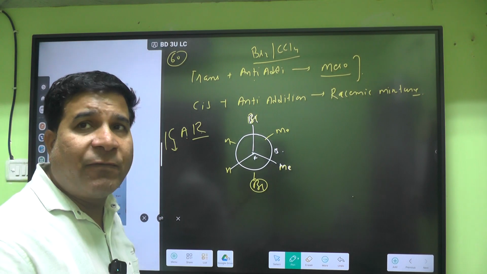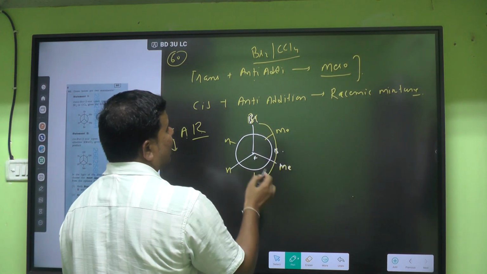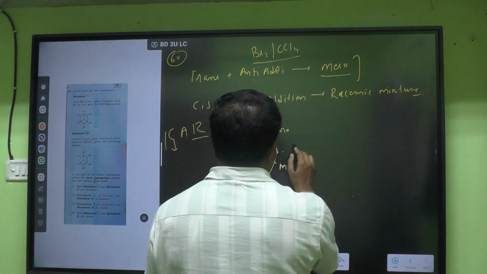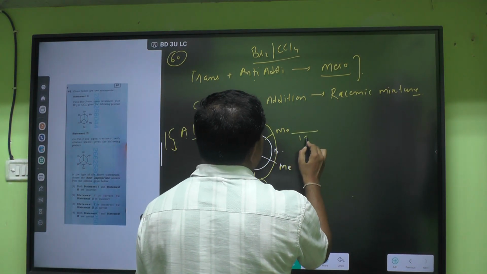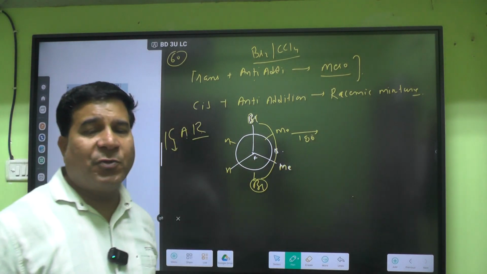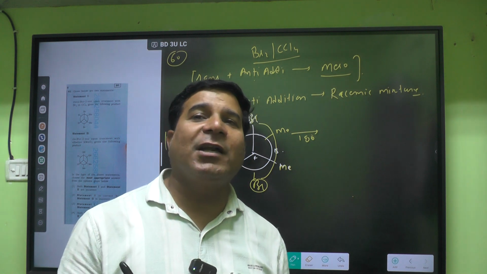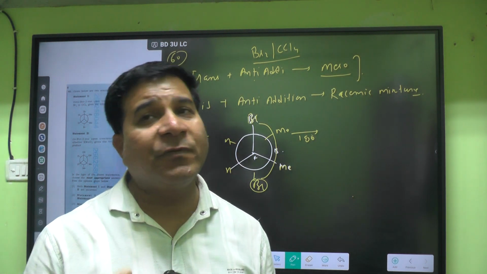To convert to the eclipsed form, Br should be behind Br and methyl behind methyl, so rotate the backside carbon by 180 degrees. Remember, this is the Newman projection formula, and the Newman projection formula doesn't give information about meso compounds. First convert the Newman projection formula to the Fischer projection formula.